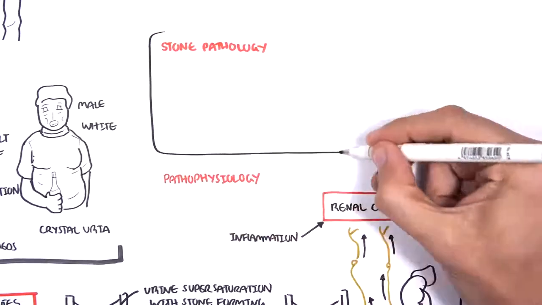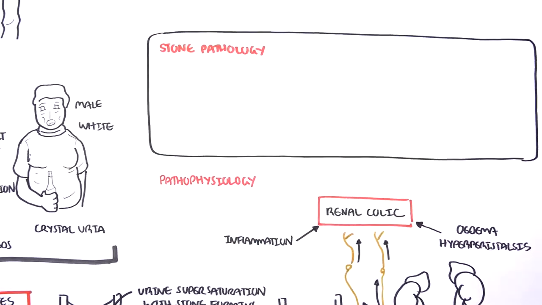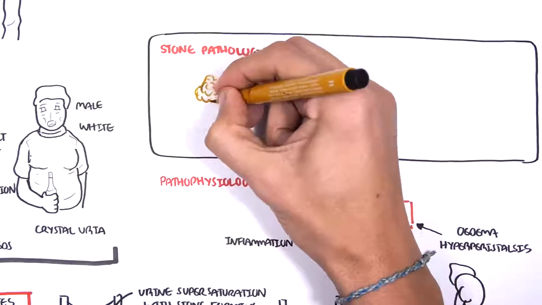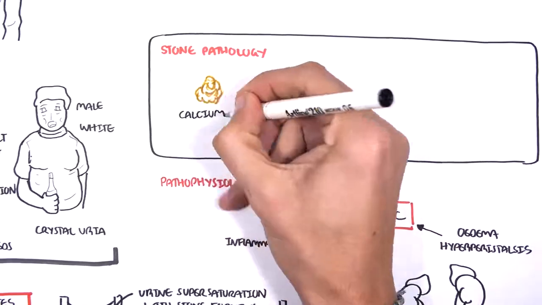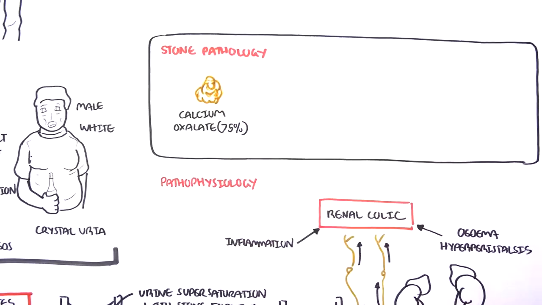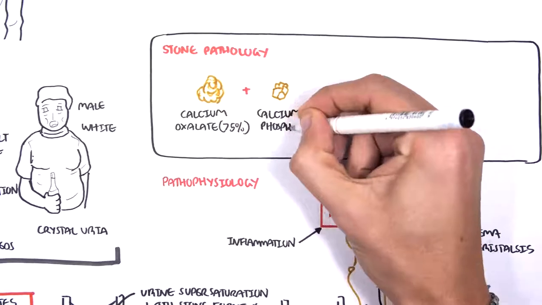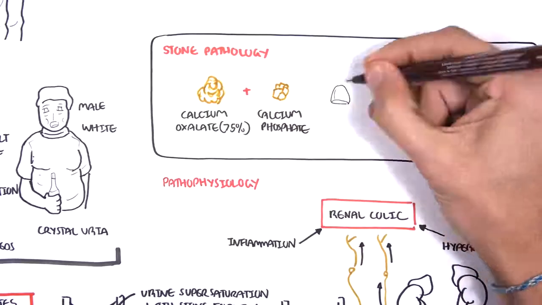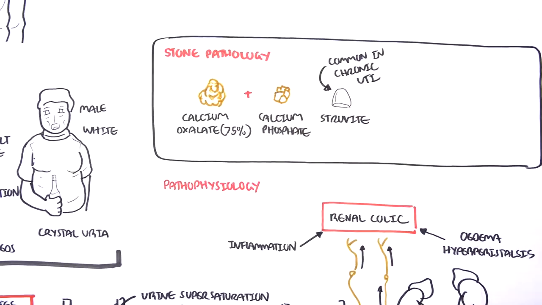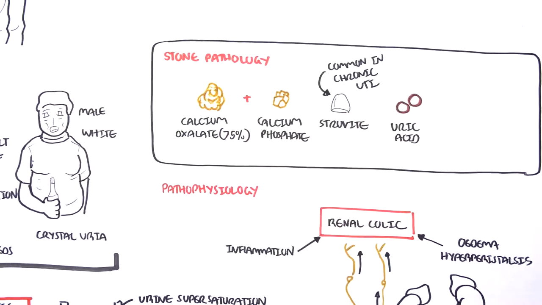The stone pathology can be broadly divided into 5 different types. These include calcium oxalate stones, which make up the majority, 75%. There's also the calcium phosphate as well. Struvite is common in chronic urinary tract infections. There's also uric acid stones and cysteine stones.